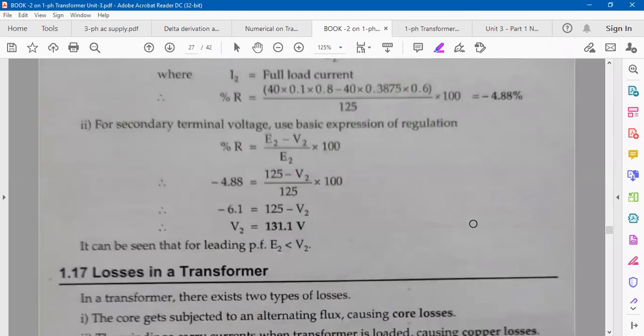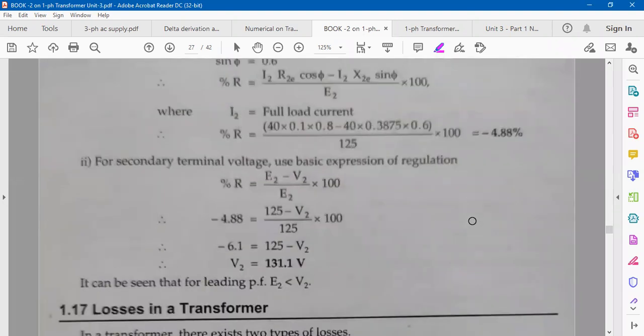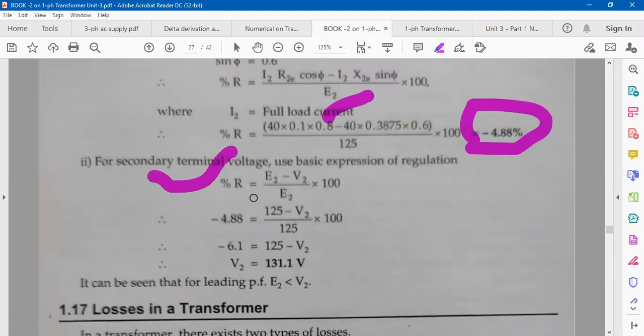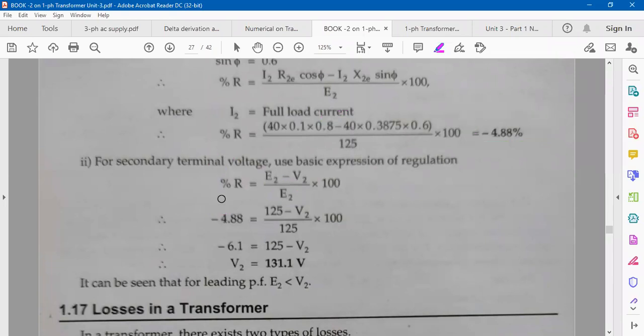Okay. So for this 0.8 leading power factor, fully loaded, we have calculated voltage regulation, isn't it? Yes, ma'am. Okay. So the voltage regulation formula you know: E2 minus V2 upon E2 into 100. Now voltage regulation you have, E2 we know is 125. Using this you can calculate V2. So put the values here. All of you can see the voltage regulation as it is, they put.